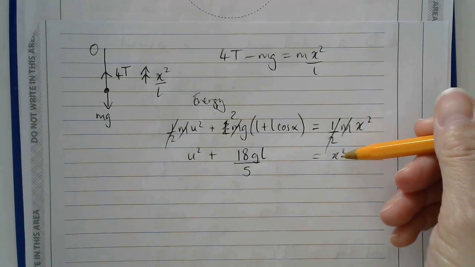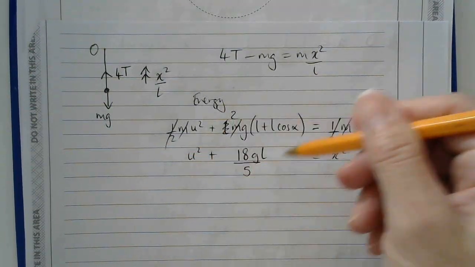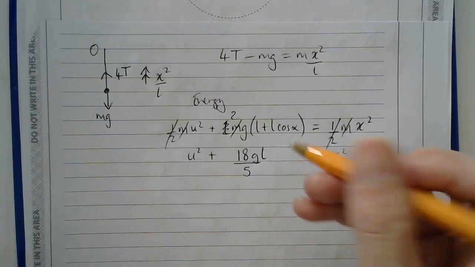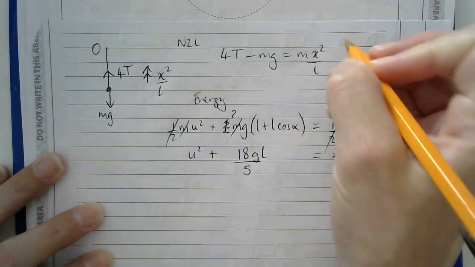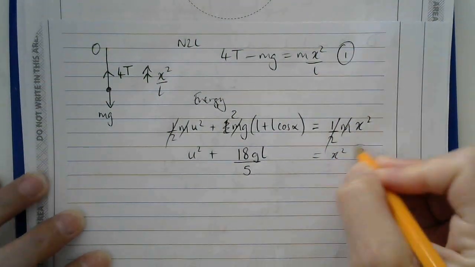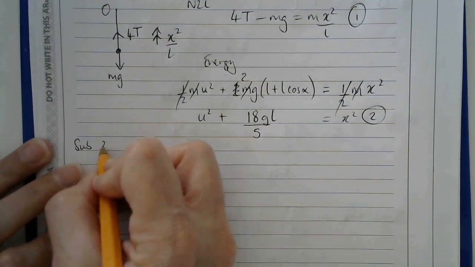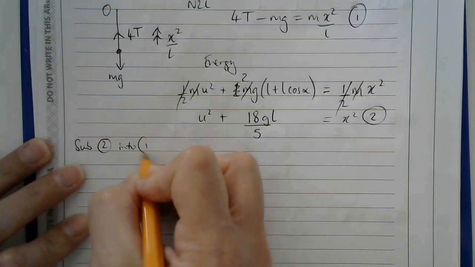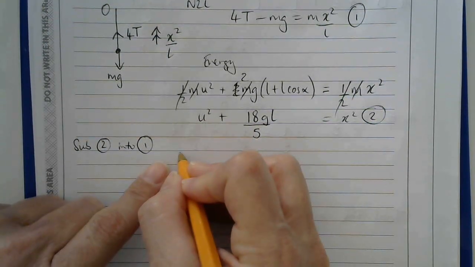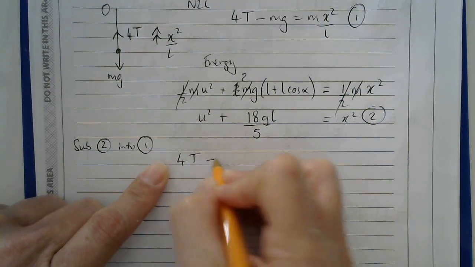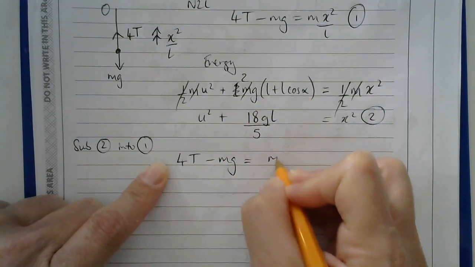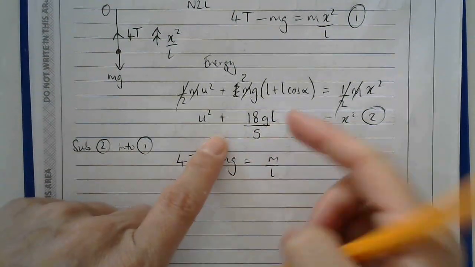And now I can pop this in for x squared up here. So this was Newton's second law. Let's call this 1. This is 2. And so I'm doing sub 2 into 1. So I get 4t minus mg equals m over L times x squared, which is this.